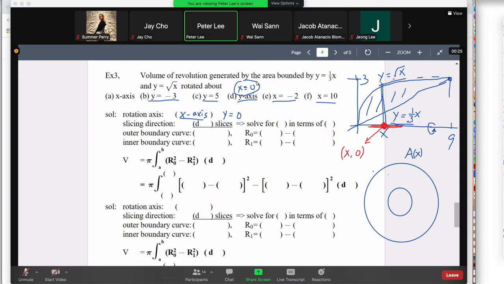Now, it says here parallel cross sections perpendicular to the x-axis. This is the x-axis, and that means we are going to cut it here. That means the slices will look like this. Each slice is going to look like this, so each slice is sliced in dx slices. Now if we cut it here, what do we get? We actually get a square. So this is now the cross section. So this will now be what? A of x, the cross section at x.